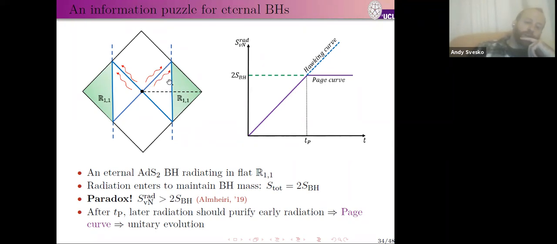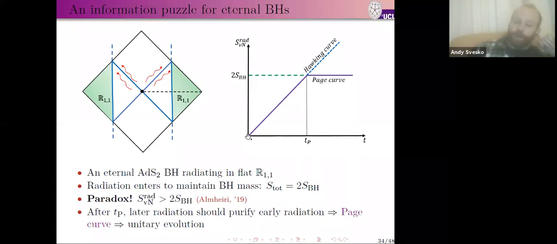Okay, but now, if you are interested in studying the entropy of Hawking radiation as it goes into this bath region here, this flat space region, what you'll find is that the entropy of Hawking radiation begins to increase, and that's because there's a buildup of correlations between interior and exterior Hawking modes. And what you'll find is that it follows a roughly linear in time curve. This is known as the Hawking curve. And this leads to a paradox.